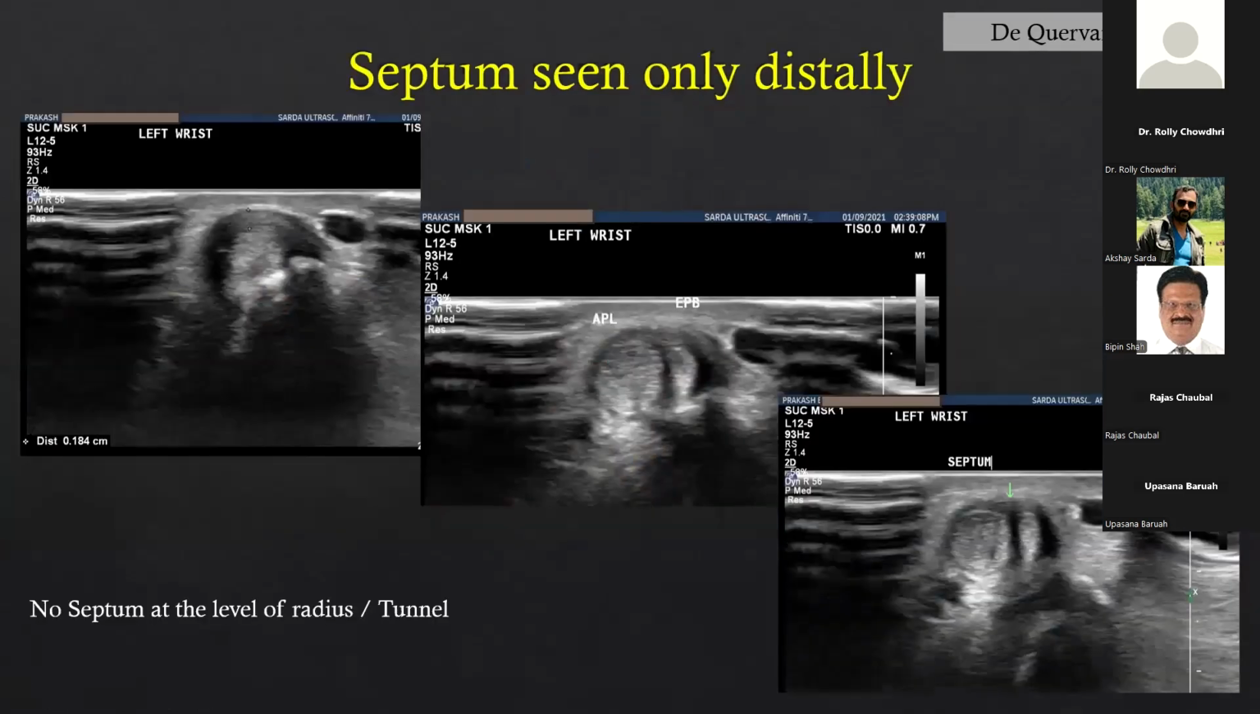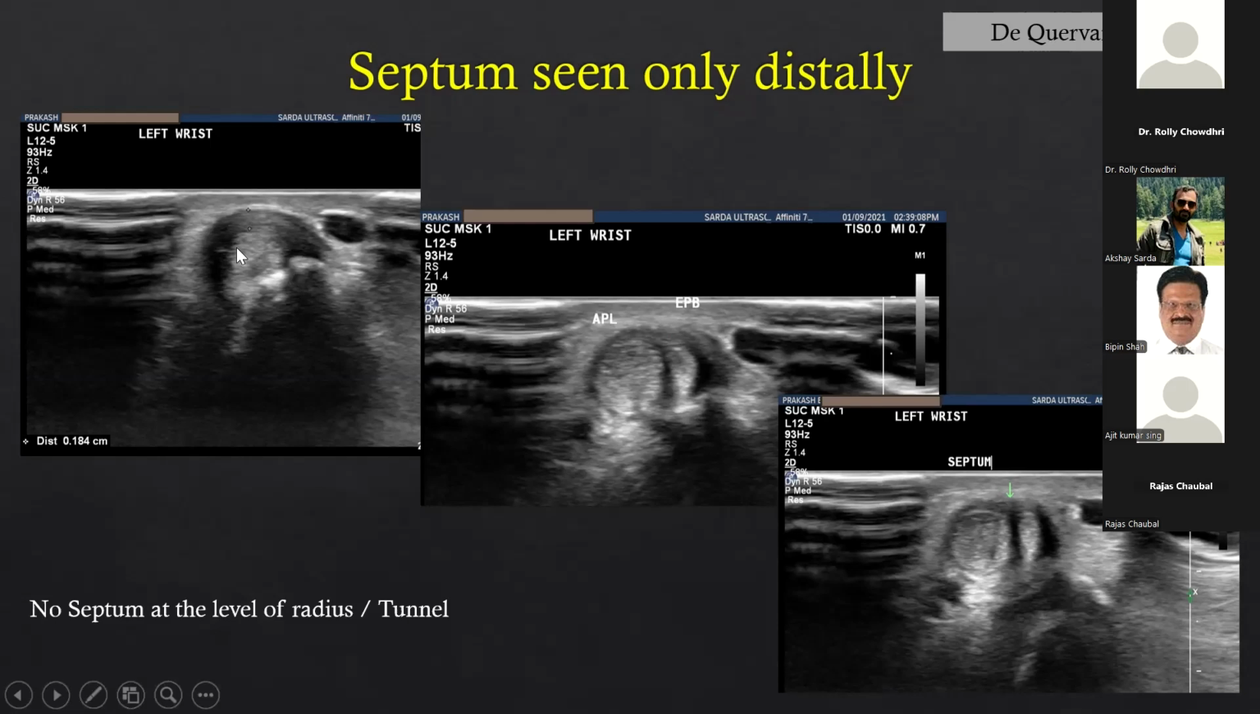Now, the septum is not necessarily seen always at the level of the radial styloid. The findings that we have seen so far are at the level of the radial styloid, because that is where the tendons get entrapped and where there is stenosis for the tendons. If you don't see the septum at the level of the radial styloid, it's not necessary that it won't be present. Sometimes, as you go a little distally, the septum may be present distal to the radial styloid or distal to the tunnel.